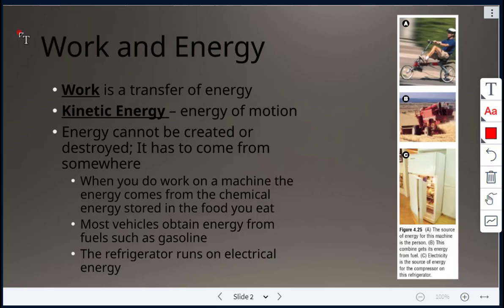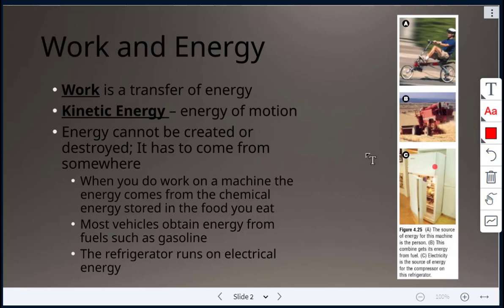Kinetic energy is the energy of motion. Keep in mind, we talked about how energy cannot be created or destroyed. It has to come from somewhere. So when you're doing work on a machine, the energy is coming from the chemical energy that's stored in the food you eat. Most vehicles, for example here, are getting their energy from fuels such as gasoline.